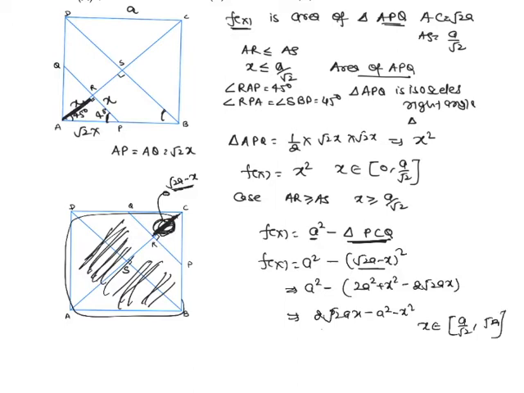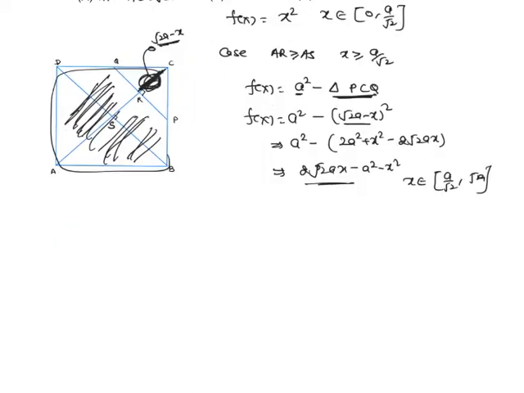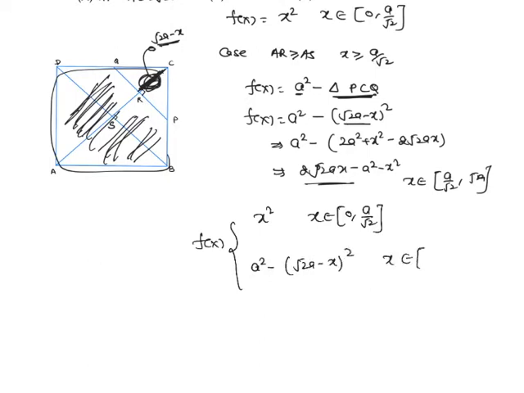So this is the function f(x). Now we can define f(x) as x square when x belongs to the closed interval 0 to a by root 2, and a square minus (root 2 a minus x) whole square when x belongs to the closed interval a by root 2 to root 2 a. The point a by root 2 we can take in either interval.